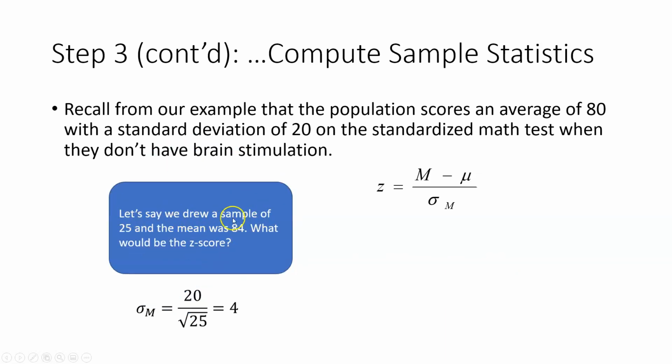Let's say instead that we drew a sample of 25 and the mean was 84. What would be the z-score? Okay, so in this case we'd put 84 here minus 80, and we'd say we have a 4-point difference divided by the 4-point difference we expect there typically to be, and we say, oh, actually, we have exactly the amount of difference here that we expect there to be, and the z-score is 1, so this is only 1 standard deviation away from the mean, a totally typical z-score if the treatment didn't have an effect.